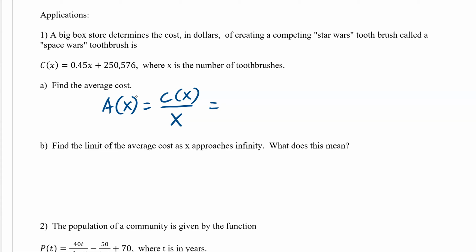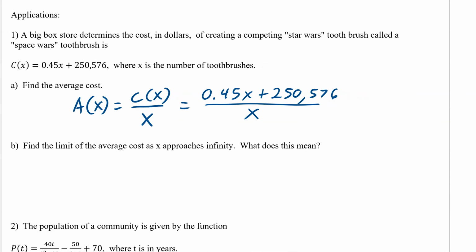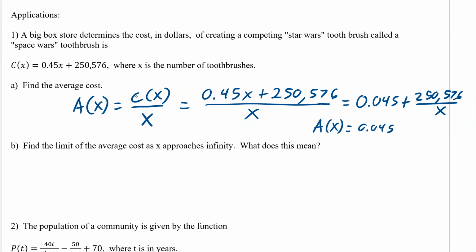So if we plug this in, like that, and then we divide it by x, we end up with a rational function. So this only has one term on the bottom, so we're going to just divide it, all over x. So there is our average cost function. Oops, I have an extra 0 in there. So 4, 5, 4, 5. I keep wanting to put a 0 there, make them cheaper. 250, 576 over x.